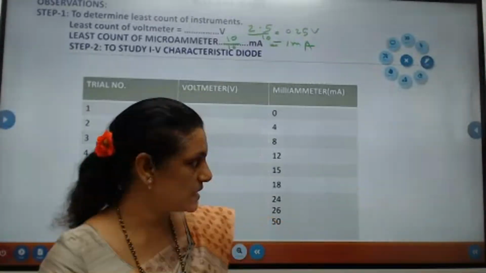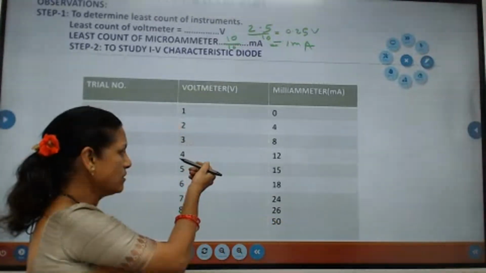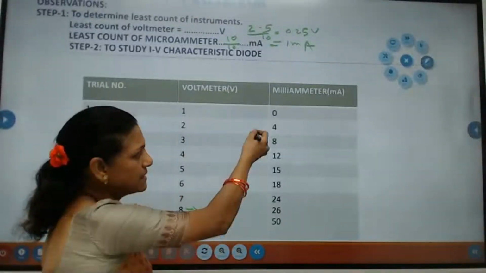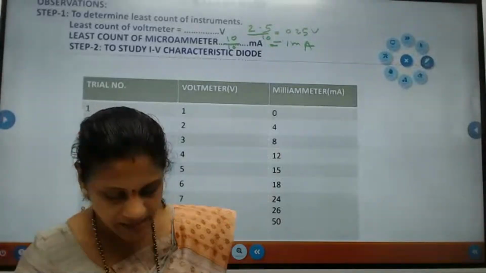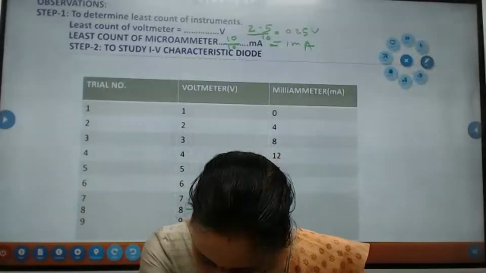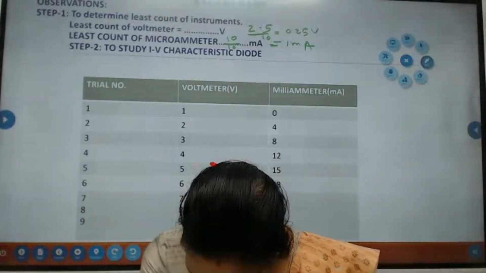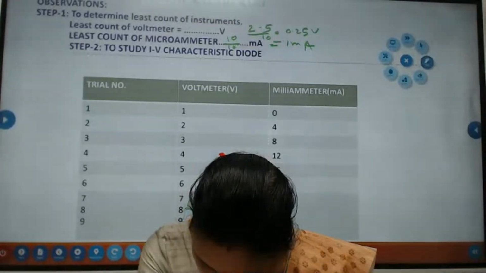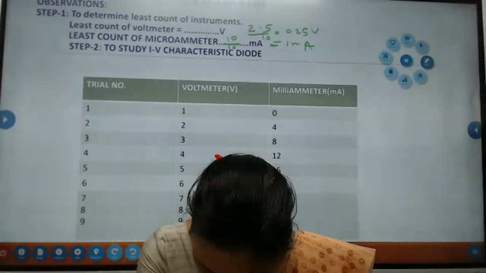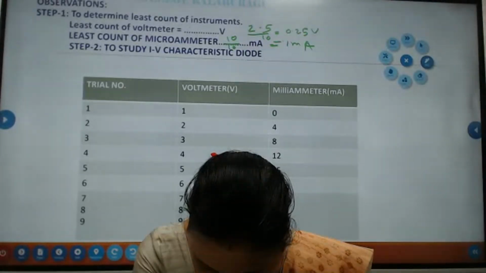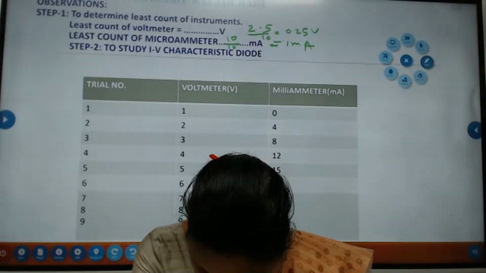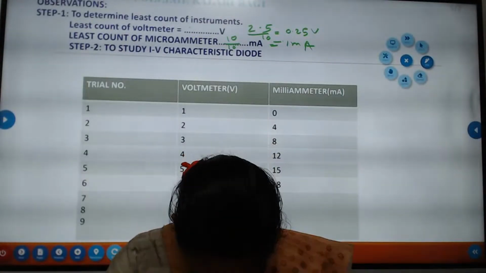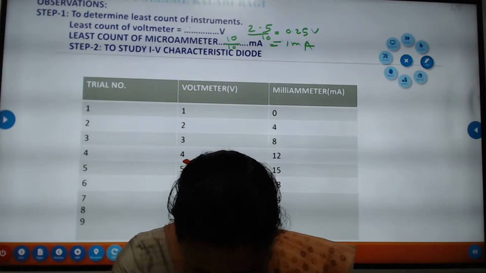In this way, if I increase in steps of 3, 4, 5, 6, 7 up to 8 volt, I will get a linear increase in the current also. I will show here how it increases up to 8 volt. Slowly, as I increase this, you observe voltage is increasing linearly, current is also increasing linearly up to 7.5 volt. For 7.5 volt I am getting 24 milliampere.